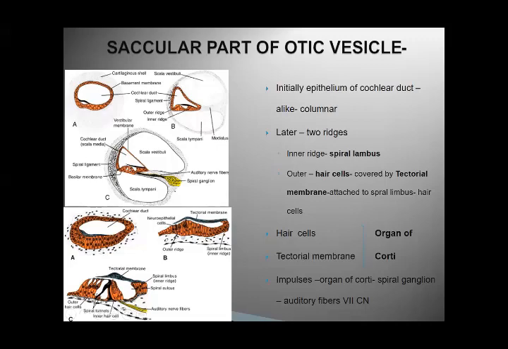Okay? This membrana tectoria, please note, is connected to the hair cells. Now these hair cells plus tectorial membrane, these two structures together make up the organ of Corti. So the organ of Corti is simply hair cells plus tectorial membrane.